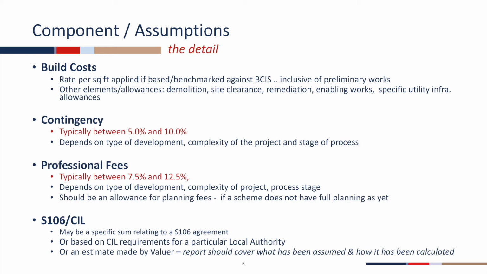Within contingency, we put a guide there of what element of contingency should be within a project, between 5 and 10%. Now this really does depend on the project complexity, or the type of project it is, or even the stage within the process of that project. Similarly with professional fees, there is a range there, and it relates exactly in the same way to what stage the project's in, its complexity and so on.